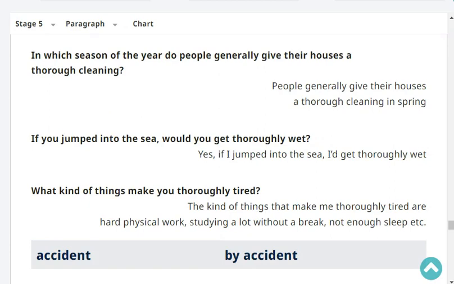If you jump into the sea, would you get thoroughly wet? Yes, if I jumped into the sea, I'd get thoroughly wet.